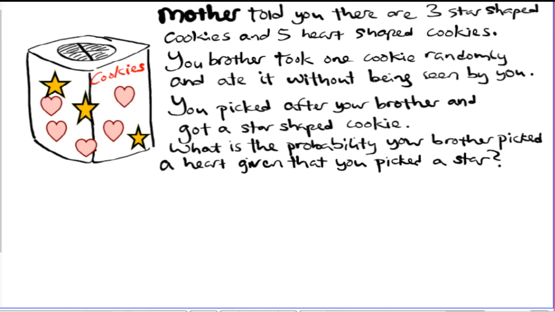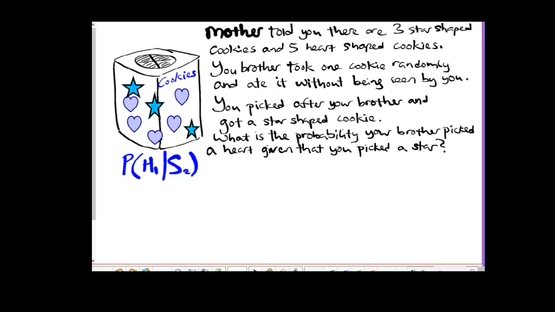So here basically is the situation again, and here your brother took a cookie and ate it without being seen by you, and you want to find out what's the probability that your brother took a heart given that you get a star the second time. The formula that I really want is this: probability of H1 and S2 over probability of S2. So let's start by doing a tree diagram.